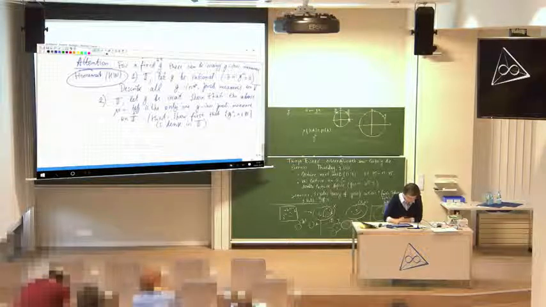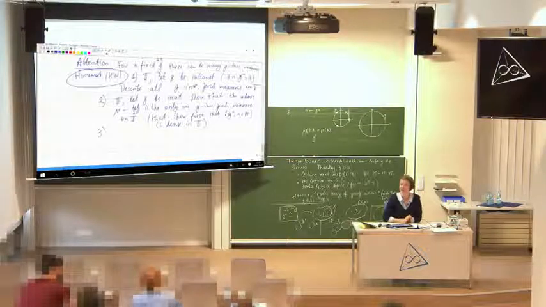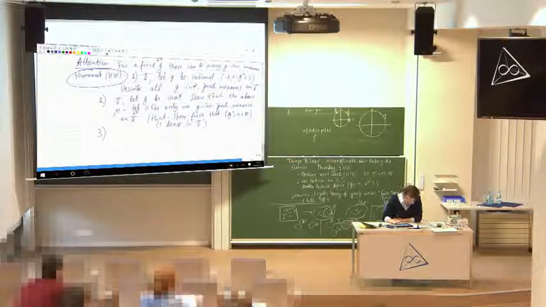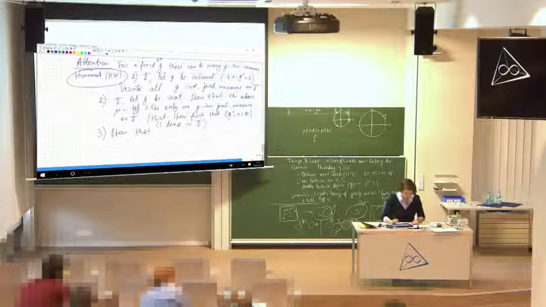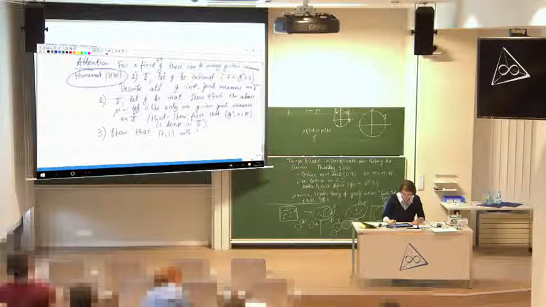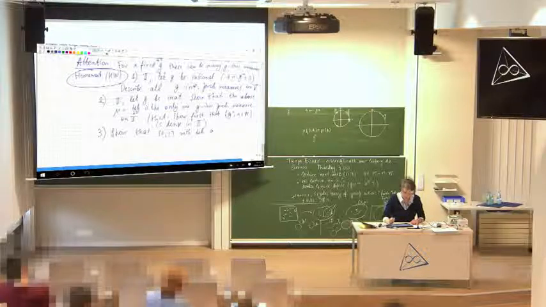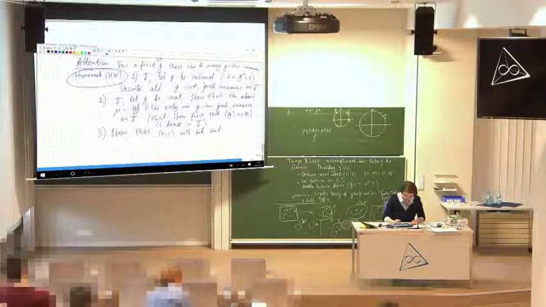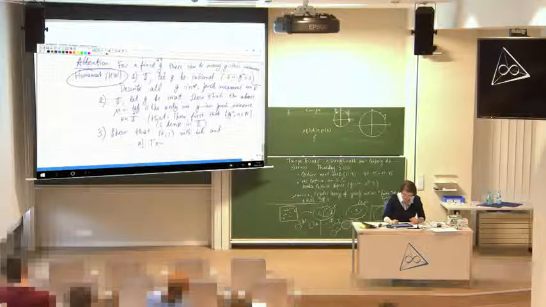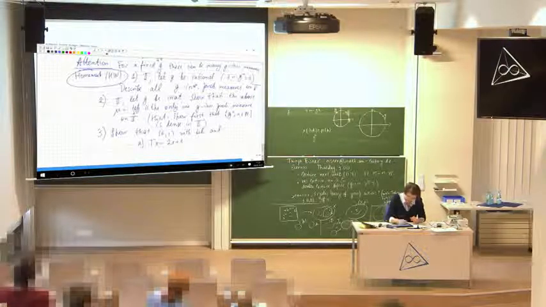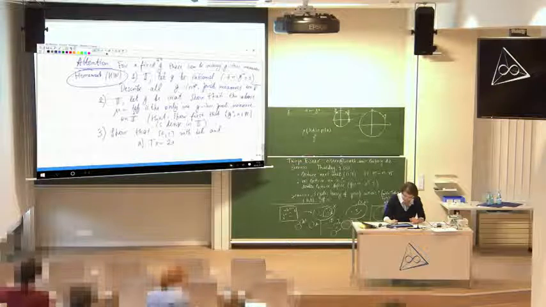Right. Further, three. There are, of course, much more examples. Show that [0,1] with the Lebesgue measure is an MDS for these transformations. One doesn't have to take rotation. One can take other transformations to become an MDS. Tx is 2x mod 1.